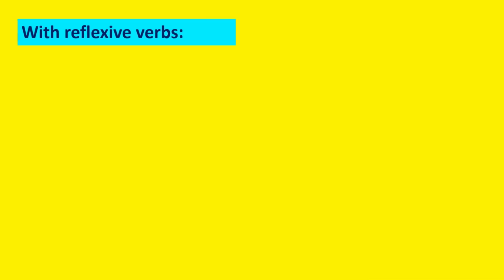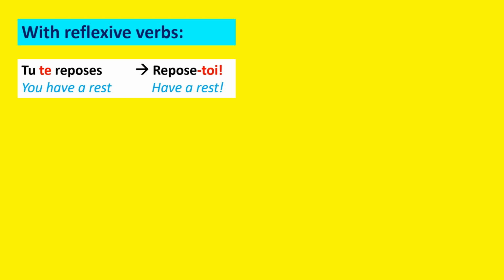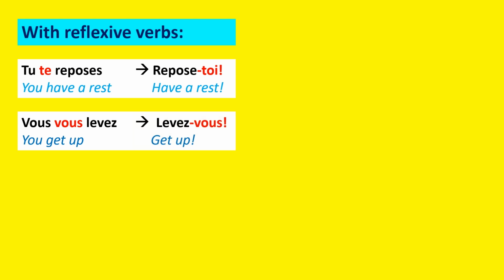With reflexive verbs, if I take this sentence, tu te reposes, remember you have the reflexive pronoun te. What will happen in imperative is that it will go at the end with a little hyphen before and be turned into toi. So te becomes toi, repose-toi. With vous, vous levez, you get up. That's not the imperative, vous vous levez, it's the normal present tense reflexive structure. In the imperative, it's going to be levez-vous, again with the reflexive pronoun at the end with a hyphen just before.